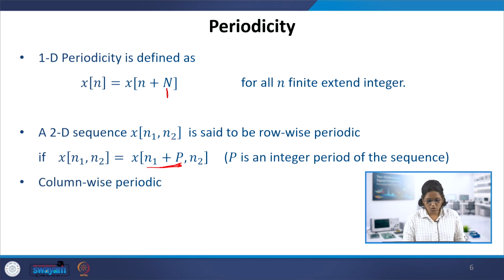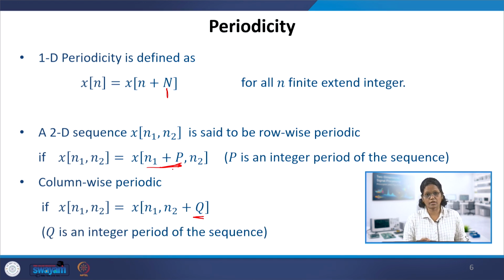Then if it is column wise periodic, so there are two types of periodicity in two-dimensional signals. Column wise periodic means x of n1 comma n2 is equal to x of n1 comma n2 plus q. So this q is the fundamental period for column wise periodicity. If the signal is periodic both row wise and column wise, then it would be x of n1 plus p comma n2 plus q. In that case it is periodic in both ways. Row wise the fundamental period is p, and column wise the fundamental period is q. Both are integers here. These are the periods of the sequence.